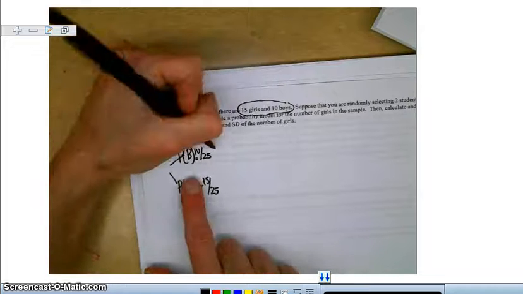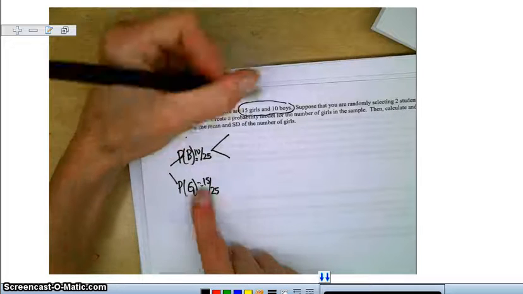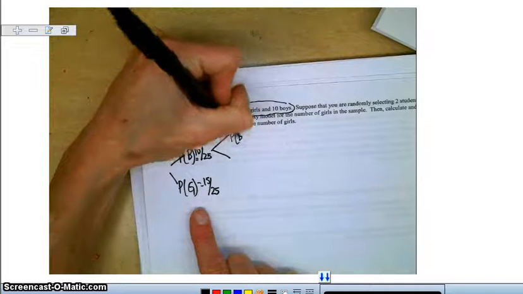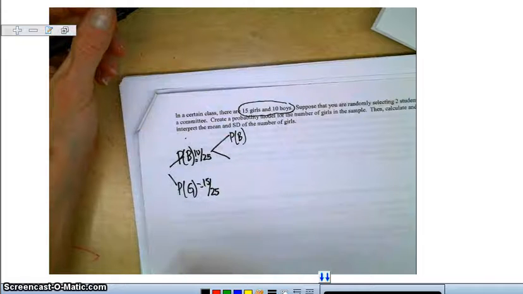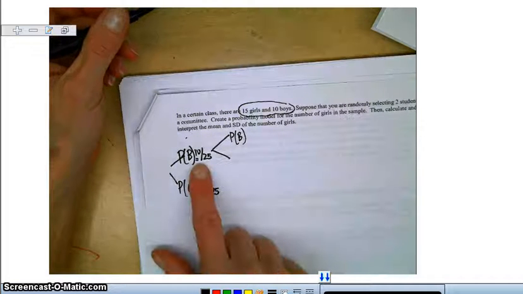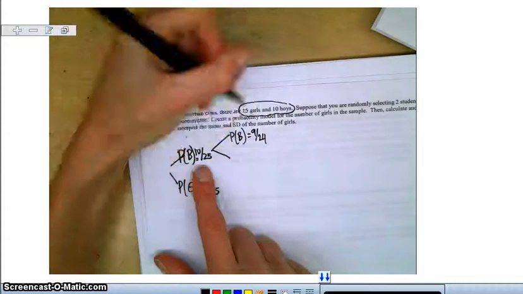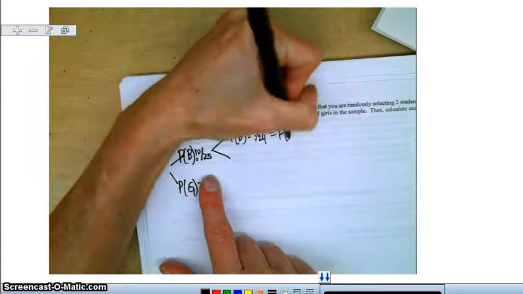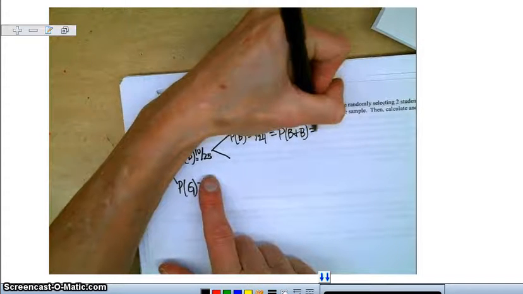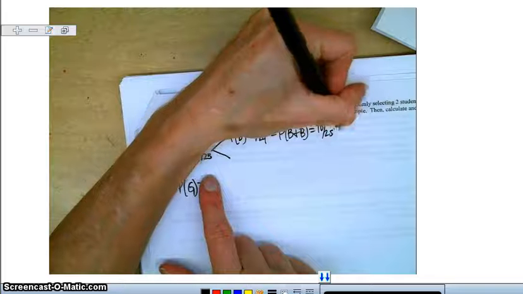Now if I choose the boy first, for the second person I could choose a girl or a boy. So now the probability that I pick a boy the second time is different because I already picked a boy. So now there's 9 boys out of 24 people. So to find the probability of getting a boy and a boy, that would be 10 out of 25 times 9 out of 24.